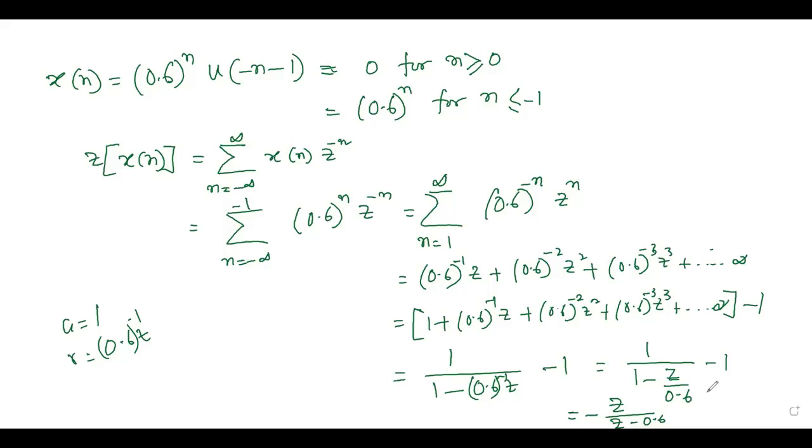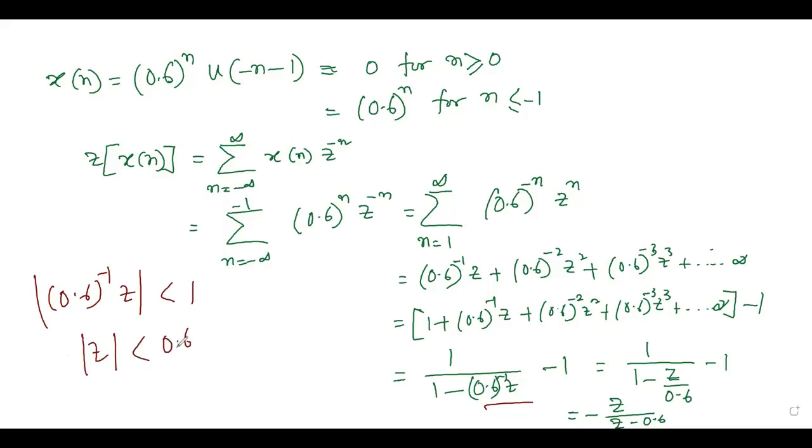Okay, so what will be the region of convergence? We'll explain what will be the region of convergence. This term should be less than 1. So the modulus of 0.6 inverse z should be less than 1. So z should be less than 0.6. This is the ROC.